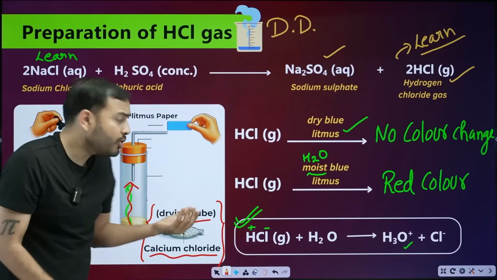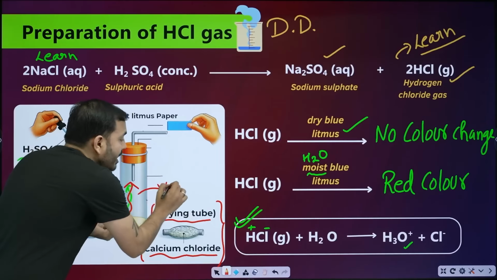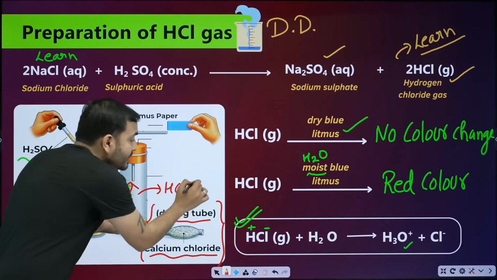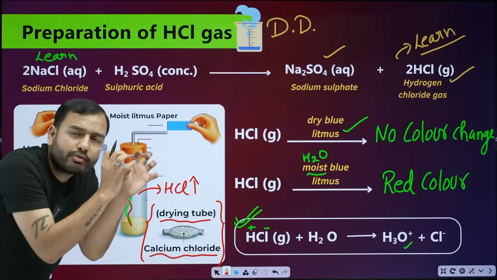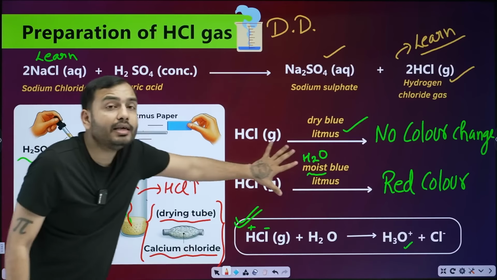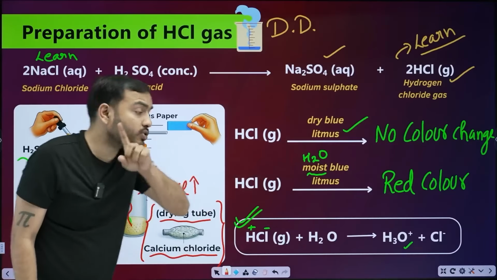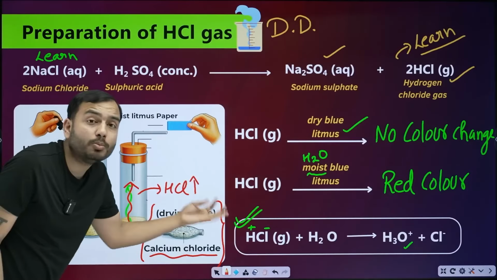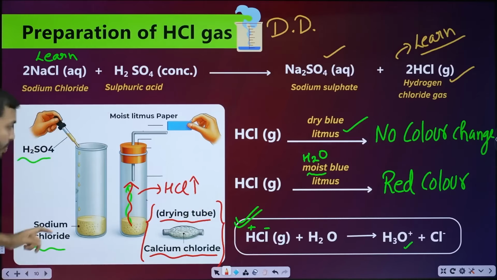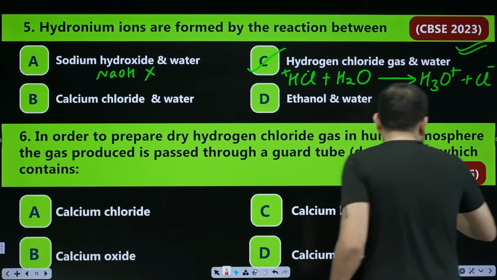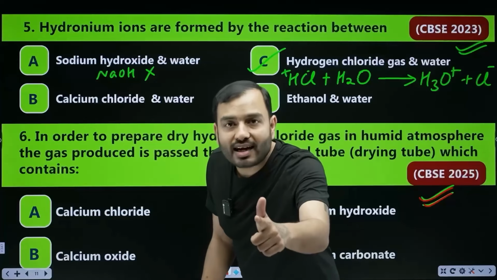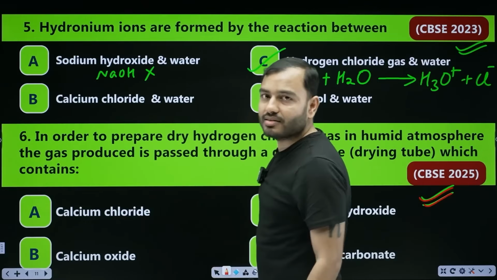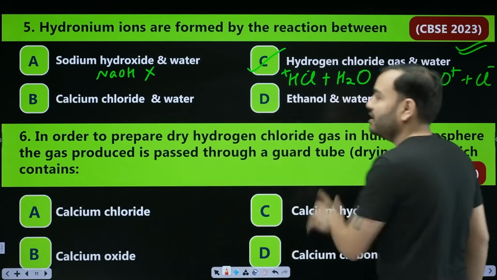Water vapors are everywhere in air, so there must be some water vapor in this HCl gas. So what would the calcium chloride do? It will absorb the vapor so that the experiment is conducted properly. That's why it's called a drying tube. It dries the HCl up. See, this question is from CBSE 2025. Now you're thinking that, sir, the question came this year, that's why you're teaching us. See last year's lecture. I taught the same thing and it came in the exam.